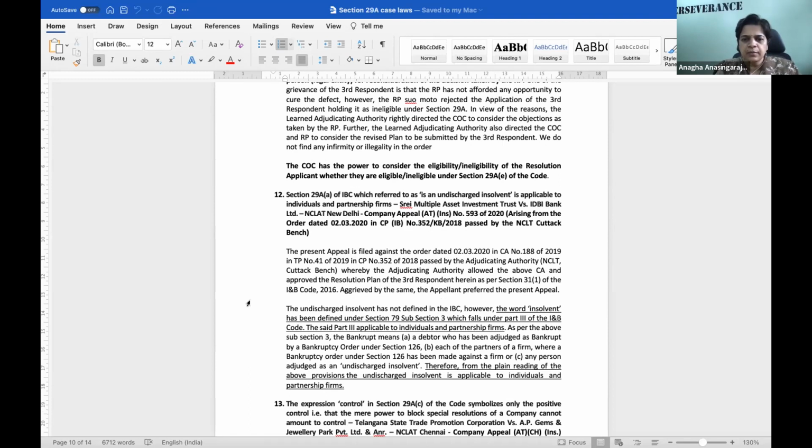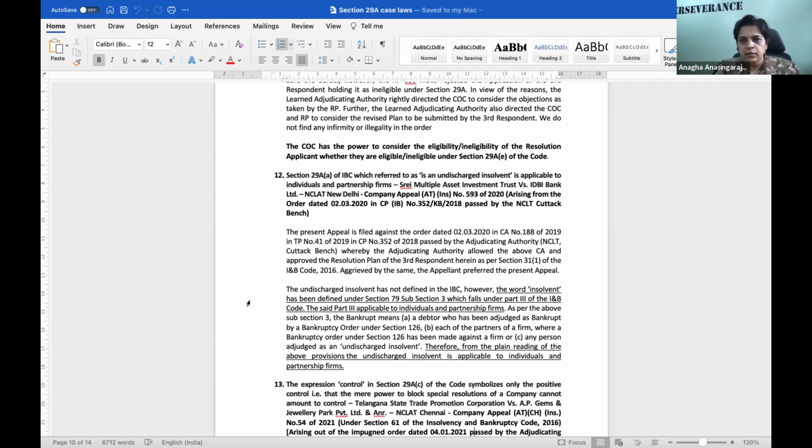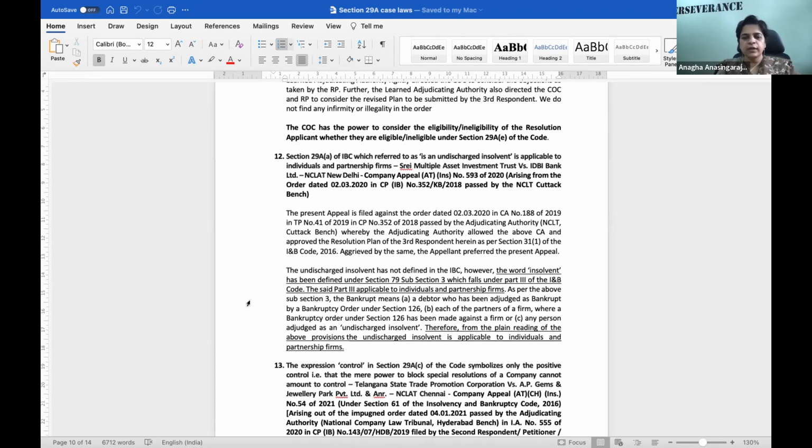And the said part is applicable to individuals and to partnership firms. As per the above section, bankrupt means so and so. And therefore, from the plain reading of the above provisions, the undischarged insolvent is applicable to individuals and partnership firms. Now, this judgment, I would say, doesn't help or take us anywhere, because this is a very limited interpretation which is done.